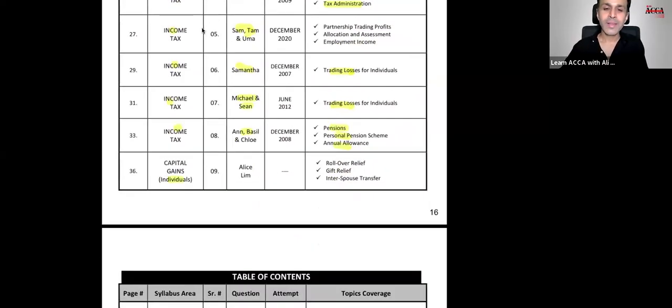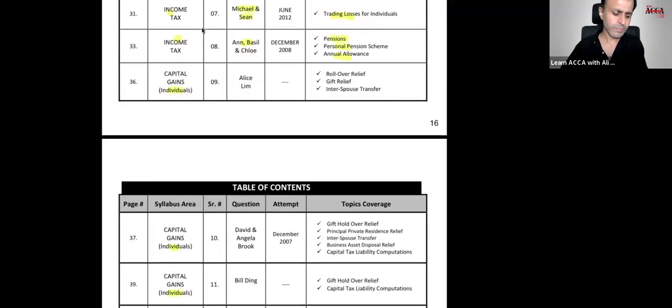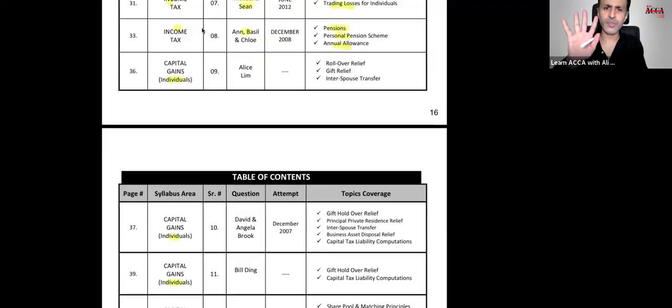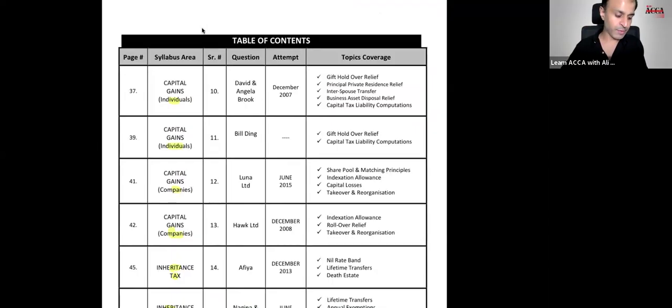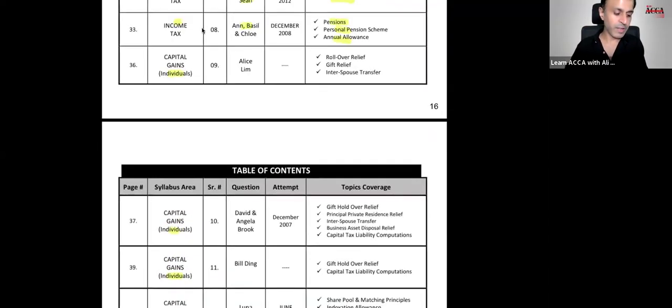Capital gains tax. Capital gains tax is a topic which is testable in section B of the exam for 10 marks, and then a couple of objective test questions in section A. Roughly, on average, keep in mind that the capital gains tax topic is going to be examined for about 15 marks in the entire exam. And for those 15 marks, we will have to work 5 questions, out of which 2 will cover the side of company, and 3 of them will cover the side of individuals.